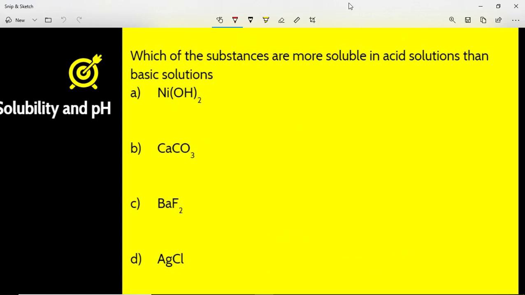So this question asks, which of the following substances are more soluble in acid solutions than basic solutions? What do I mean when I say more soluble? That means that equilibrium is going to shift to the right-hand side when it's in an acid solution. So the first step is to write the dissociation equations for all of these and see if an acid is going to have an impact.